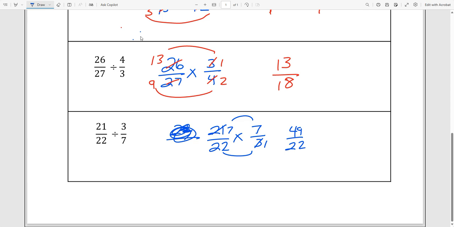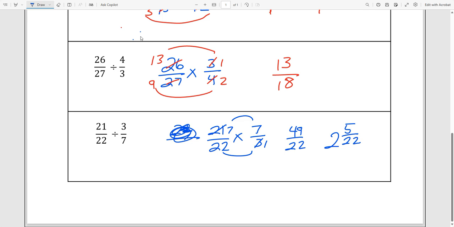All right, that's an improper fraction. Depending on your teacher, you can leave it like that, 49 over 22. If your teacher wants you to convert this and simplify it to a mixed number, then 49 divided by 22 is 2, and that leaves 5 left over. And so the mixed number is 2 5/22.